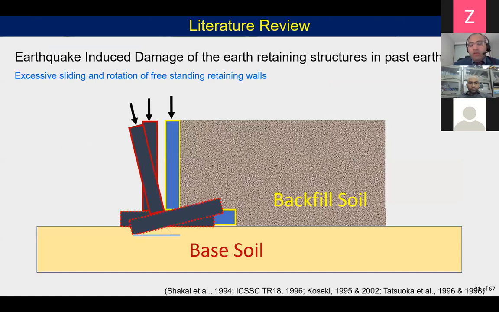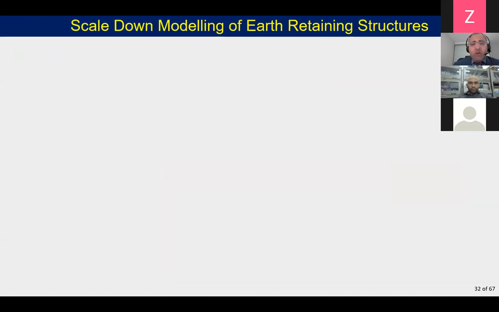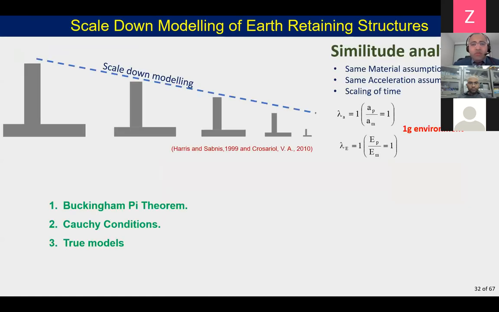It can fail by sliding, it can fail by rotation. And because of that, you can have an active failure patch formation behind the retaining wall, and you can get settlement of the wall and then the structure may fail. So what we tried to do was understand first the behavior of the structure under different pulses, how they are behaving, and what displacement you can get based on different pulses.